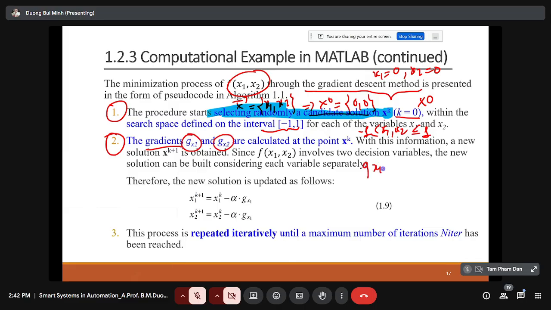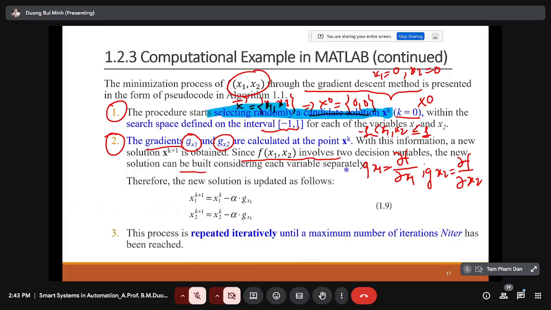So number 2, we calculate the gradient, gx1 and gx2. gx1 is the first derivative of f with respect to x1, and gx2 is the first derivative of f with respect to x2. Because f(x) involves decision variables, the new solution can be built.